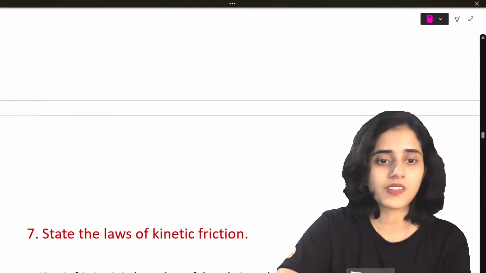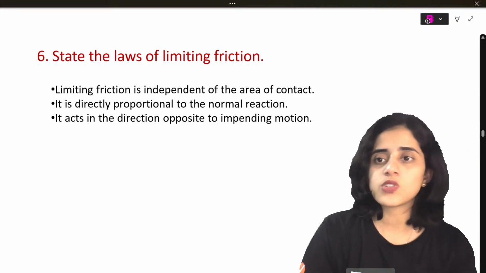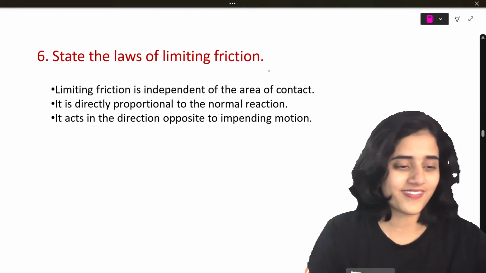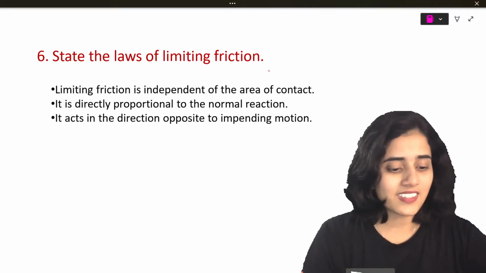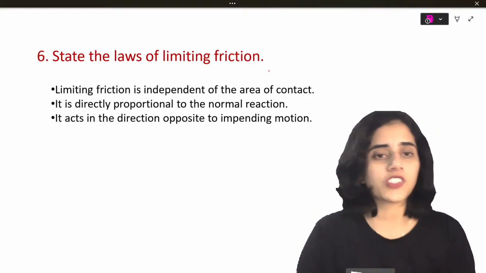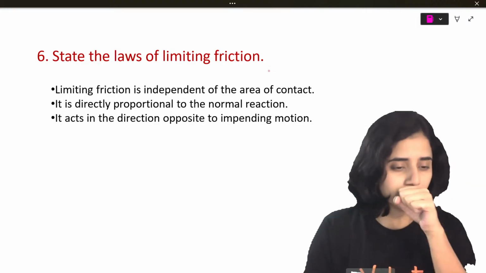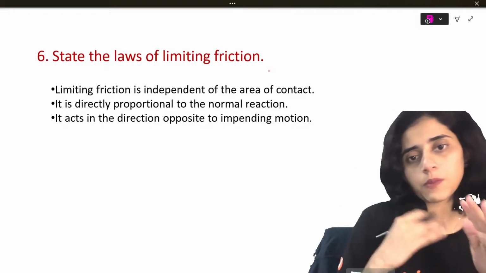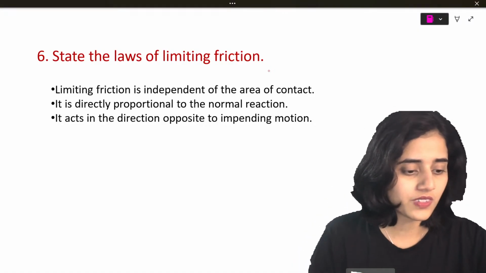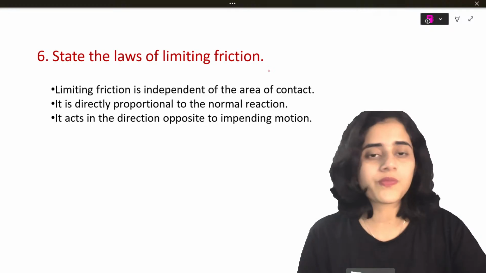Next question. State the laws of limiting friction. So what is limiting friction? State the laws of limiting friction. So this is the next question. Can someone tell me what is limiting friction?